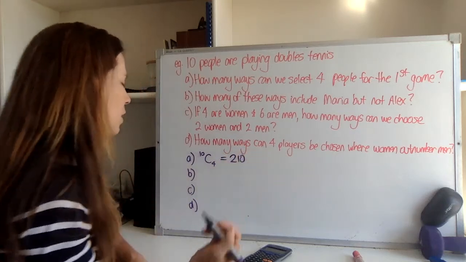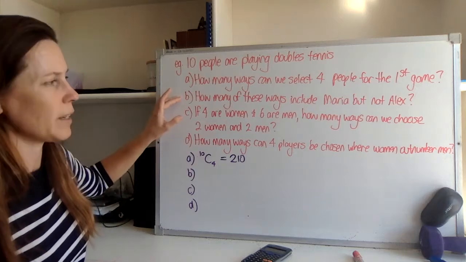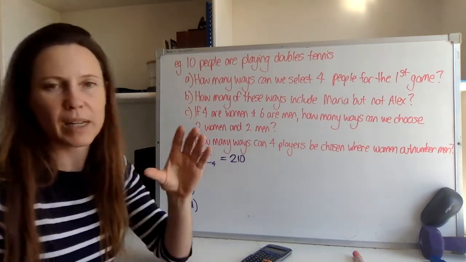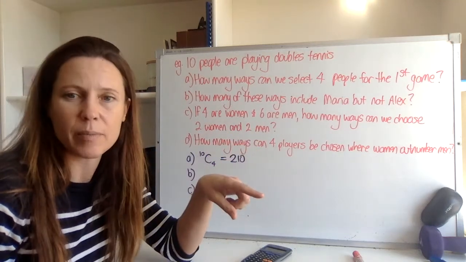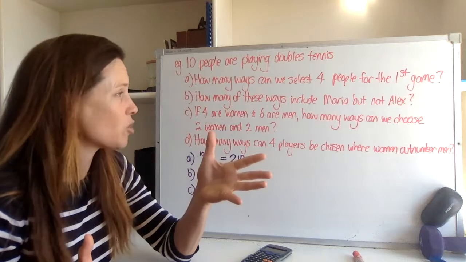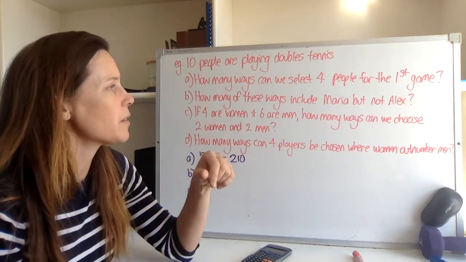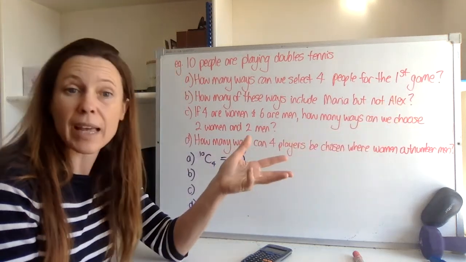B, how many of these ways include Maria but not Alex? Now, with a restriction like this, we're just trying to think of how many combinations we can come up with that have Maria in them, don't have Alex in them, but they're going to have a mixture of some of the other 8 people. So put Maria in there and then consider that there's 3 spots left to fill. Alex can't fill them, so there's only 8 people to choose from.